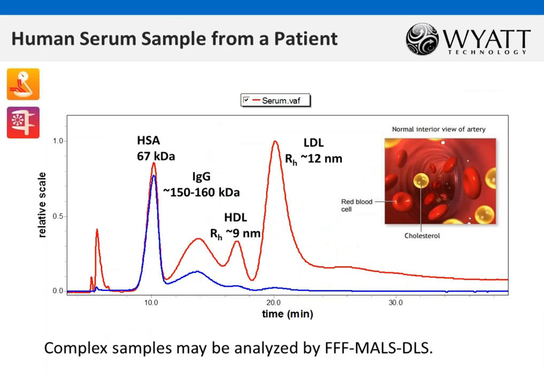Complex biological samples may also be analyzed by FFF. This fractogram shows a human serum sample from a patient. Serum albumins and immunoglobulins may be identified by their molar masses. Simultaneously, the hydrodynamic radius of the cholesterol particles may be determined, measuring the size of, for example, low-density lipoproteins of interest, since it has been related to the risk of coronary heart disease.